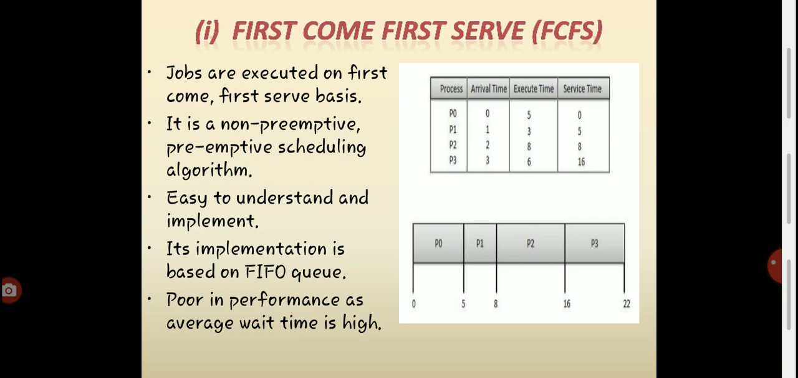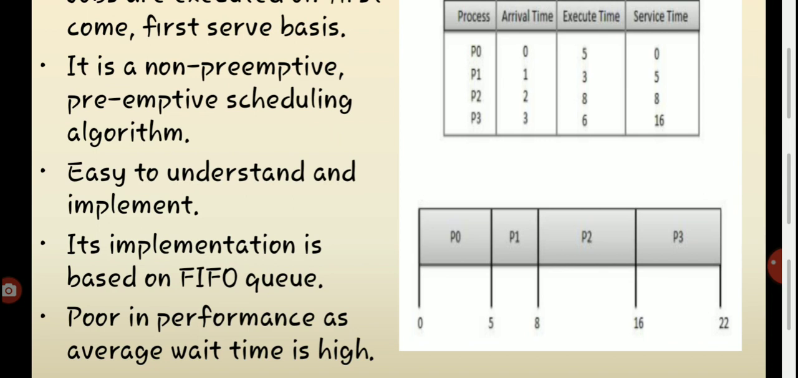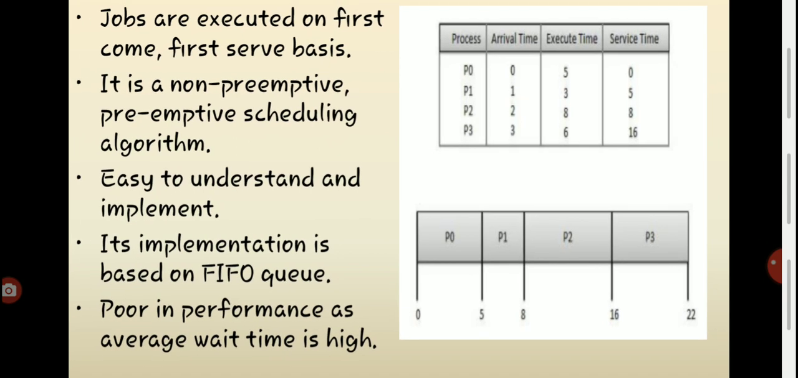The first type of algorithm is first come first serve. In the same order the processes arrive, in the same order they are executed. The process arriving order is P0, P1, P2 and P3. See the table on the right side. The arrival times of P0 to P3 are 0, 1, 2, 3 respectively, and the execution times of those processes are 5, 3, 8, 6. We are going to use the same example for all the types of algorithms. These are the execution times and the service times.